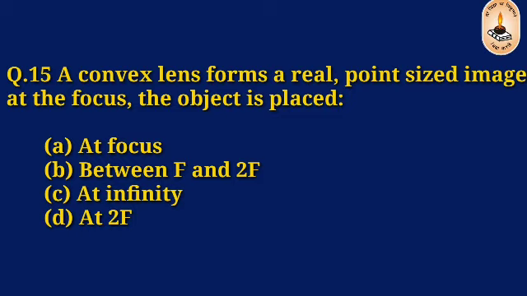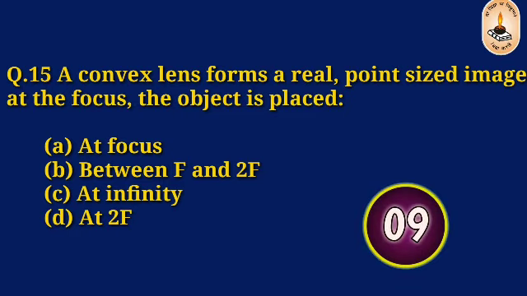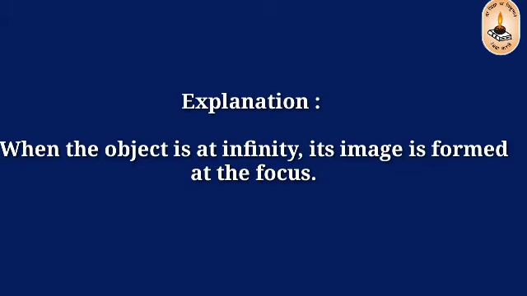Question number 15. A convex lens forms a real, point-sized image at the focus. The object is placed at: the focus, between f and 2f, at infinity, at 2f. The right answer is C, at infinity. Explanation: When the object is at infinity, its image is formed at the focus.